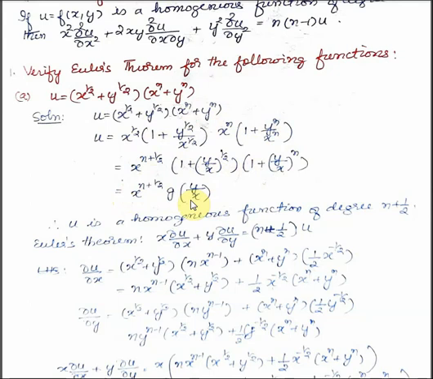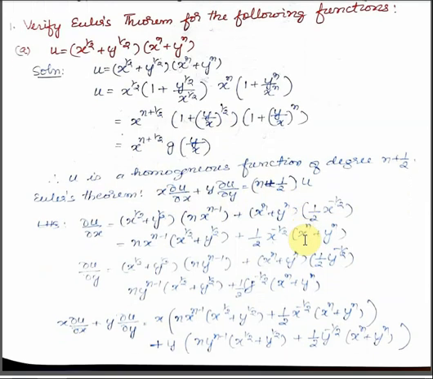Therefore, this is x power n plus half into some function of y by x. So simply I write some g of y by x. It is some function of y by x. Therefore, this is a homogeneous function, and what is the degree? How much I have taken the power of x is n plus half. Therefore, the degree is n plus half. If the degree becomes n plus half, then the Euler's theorem says that x ∂u/∂x plus y ∂u/∂y is equal to n plus half into u. This is what we are supposed to verify.